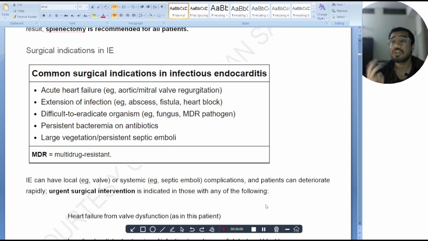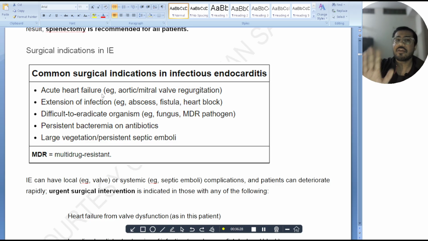Extension of the infection might be just around the valve, perivalvular abscess, or it might go to the spleen itself and cause splenic abscess. So yeah, extension of the infection. I guess that's it. Let's give it a read as well. Oh, they've included acute heart failure as well due to valve incompetence.